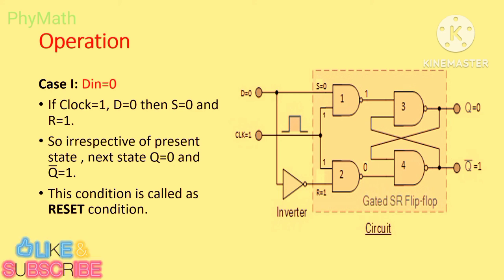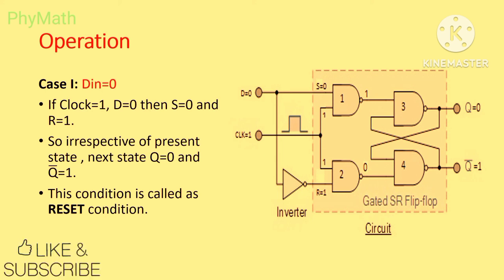As Q bar equals 1 and it is cross coupled, the output of the fourth NAND gate is one input to our third NAND gate. Similarly, the output of the third NAND gate is one input to our fourth NAND gate. So as Q bar equals 1, both inputs to NAND gate 3 are 1 and 1, that's why Q equals 0.